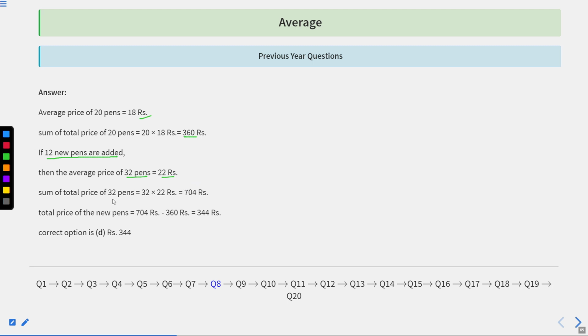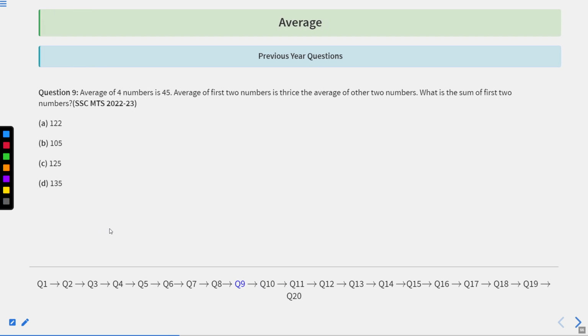So the sum of total price of 32 pens is 32 times 22. That means 704. So now I know the total price of 32 pens, that is 704 rupees. I also know the total price of the earlier 20 pens, that is 360 rupees. So if I want to know the price of the 12 new pens that are added, it will be the difference between 704 and 360, that is 344 rupees. So the correct option here should be option number D, that is 344 rupees.